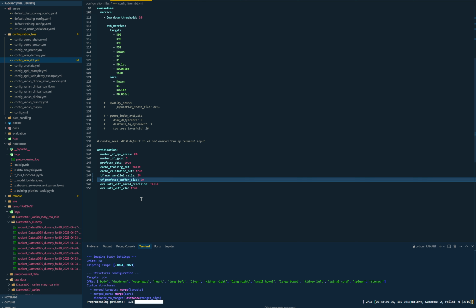XLA is an optimization technique that allows you to perform inference faster. You optimize your model with this scheme. You can read about it online. And mixed precision is a way to speed up training by using lower precision inputs when allowed.